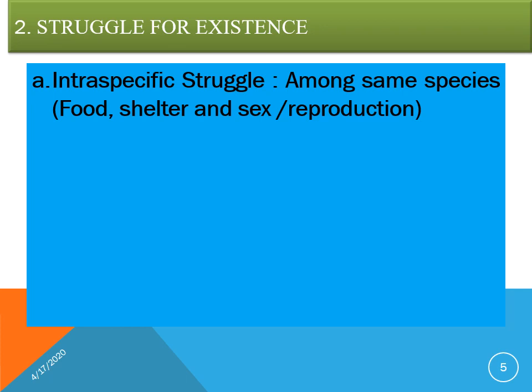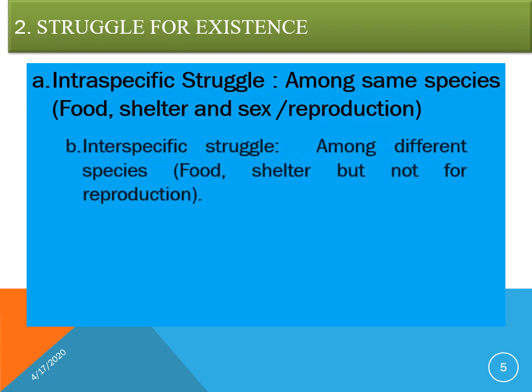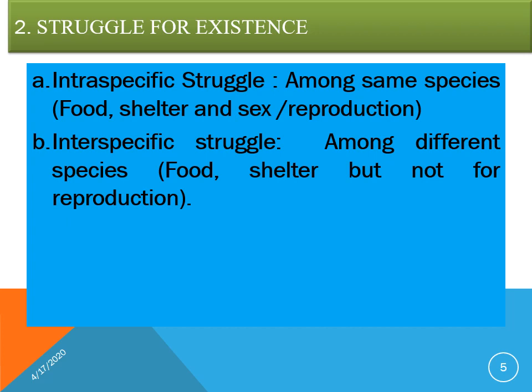At that time we think, why are they fighting? Might be for food, might be because of some danger from each other, for shelter, and also for reproduction. The next one is interspecific struggle, which is between different species. It is for food and shelter, but not for reproduction. It's like cat and rat: they fight each other for food and shelter, but they cannot mate.